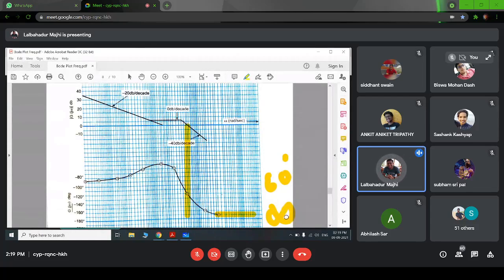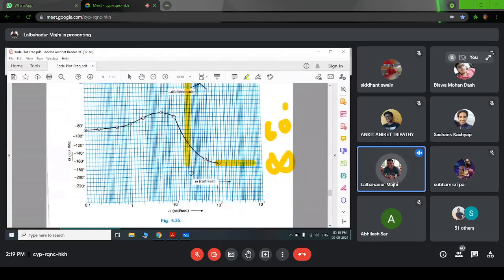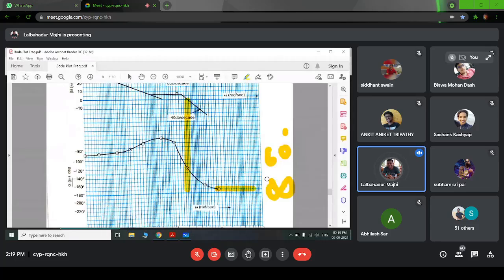Phase crossover frequency is infinite, and gain crossover frequency is around 40. So phase crossover frequency is greater than the gain crossover frequency. At that time we will get a stable system. Similarly, the phase margin is positive, -120 to -180, that is +60 degrees. So at this time the system will be stable.